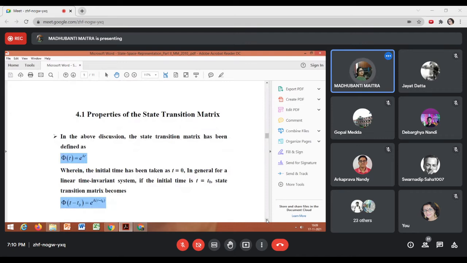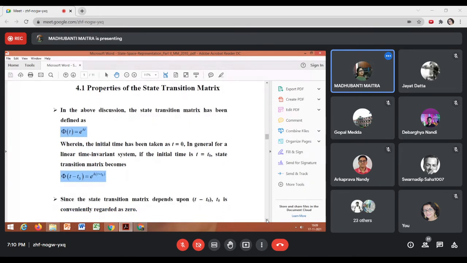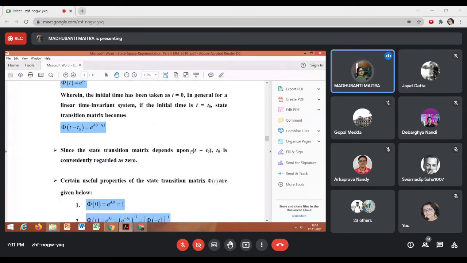Now, properties of the state transition matrix. I've introduced this particular notation: Φ(t) is our state transition matrix e^(At), and Φ(t-t0) is our e^(A(t-t0)), where t0 is the initial time. As I said, the state transition matrix depends upon t minus t0. T0 is conveniently regarded as 0.